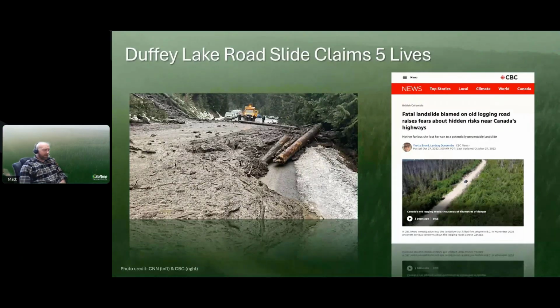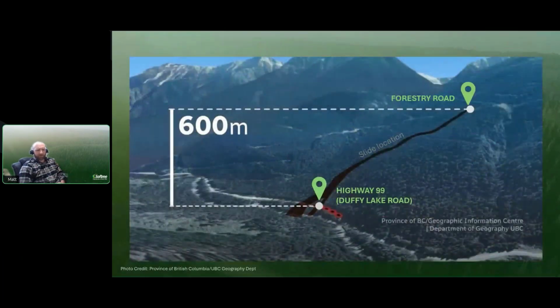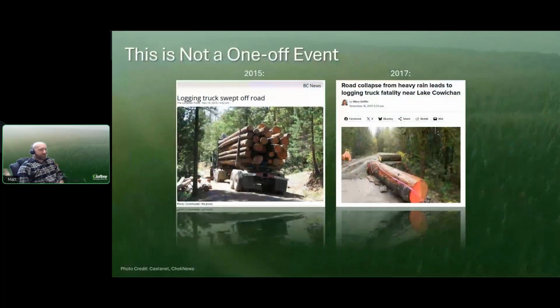And there's, again, that Forest Road connection. So here, individuals were in their vehicle on the highway, so Highway 99. The slide that hit them was initiated upslope, and it's associated with a forest road. So it does matter. And then to keep driving it home, this stuff does matter. It's not a one-off event.